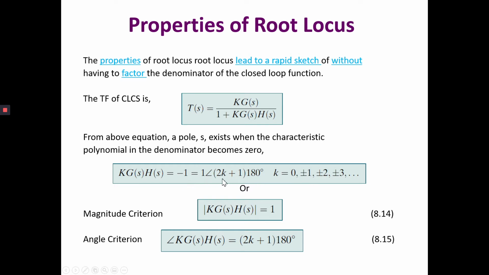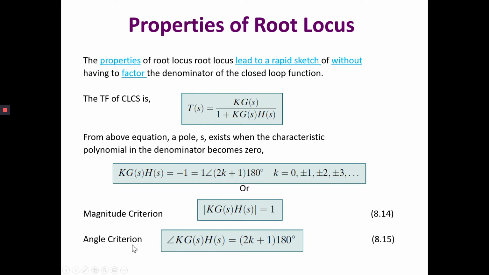Okay, this is the magnitude criterion, where the magnitude of KGH is equal to 1. Then this part is the angle criterion. The angle of KGH is equal to an odd multiple of 180, which is (2k plus 1) multiplied by 180. So this equation implies that if a value of s is substituted into the function KGH, a complex number results. If the angle of the complex number is an odd multiple of 180 degrees, that value of s is a system pole for some particular value of k.